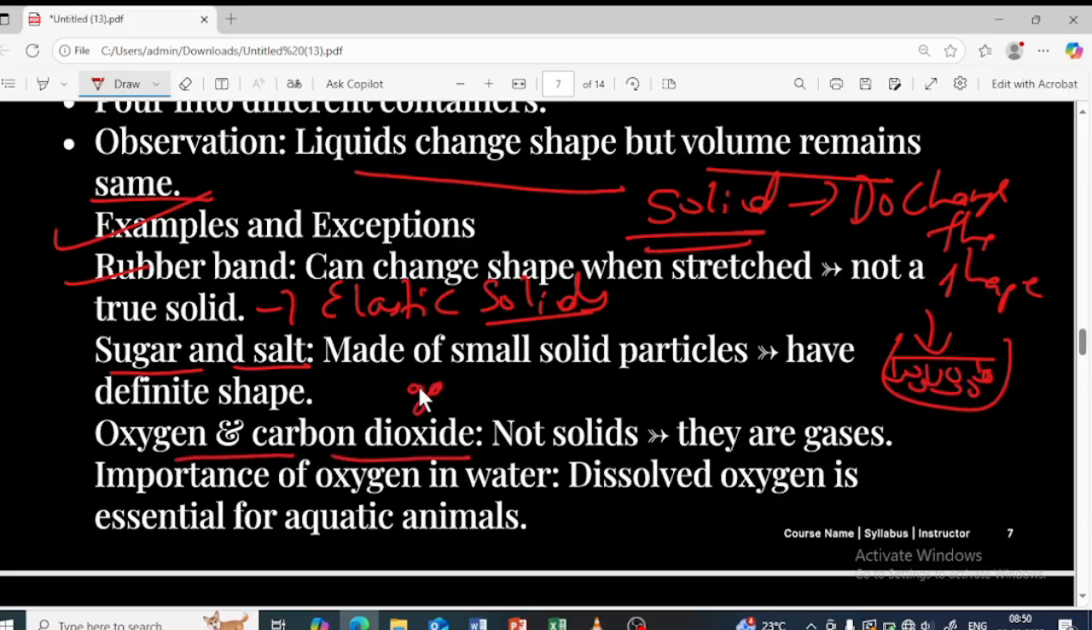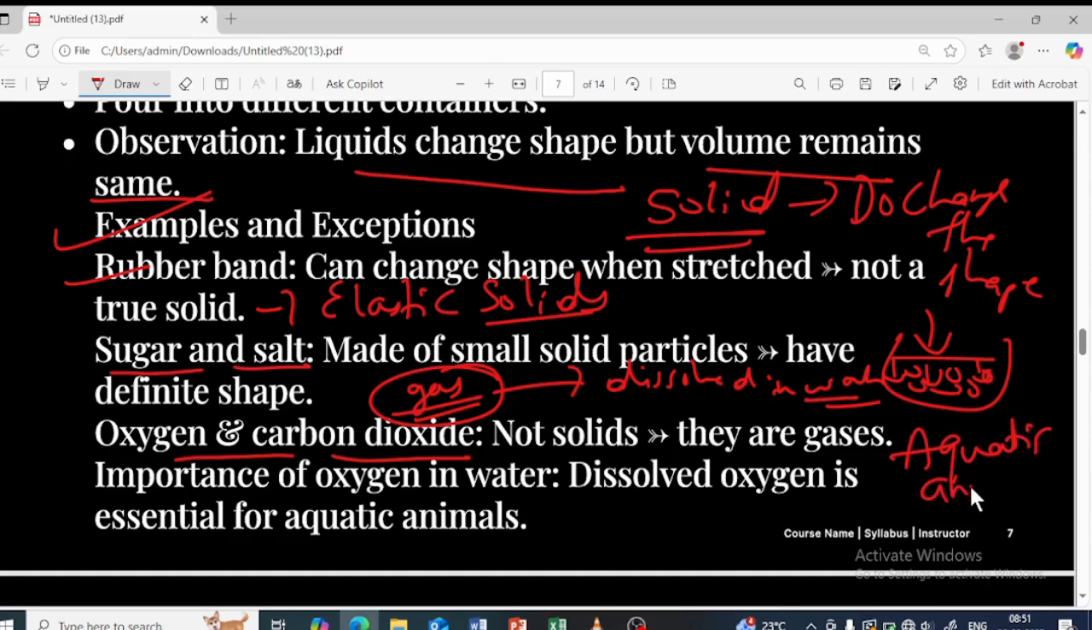And oxygen and carbon dioxide are gases, and about gases we are going to learn further. So these are not solids, right? They are gases. These gases are basically dissolved in what? Dissolved in water. You know that aquatic animals also breathe oxygen, isn't it? Where do they get the oxygen from? Their respiratory system is in such a way that they can take up the oxygen which is dissolved in the water.